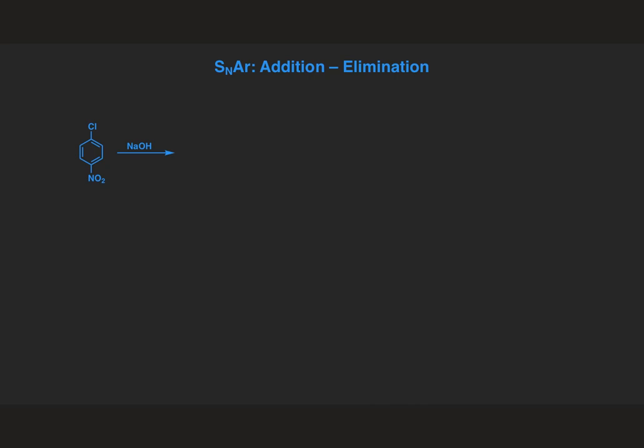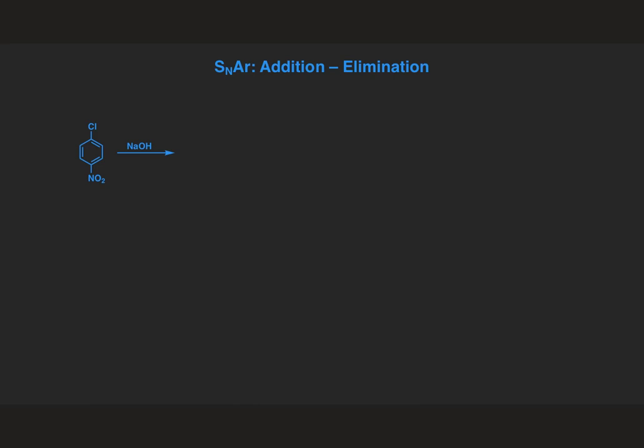In today's video, we're going to go over some methods of doing substitutions on aromatic rings. And so we'll begin with SNAr, which is a nucleophilic aromatic substitution, and it proceeds through an addition-elimination mechanism.